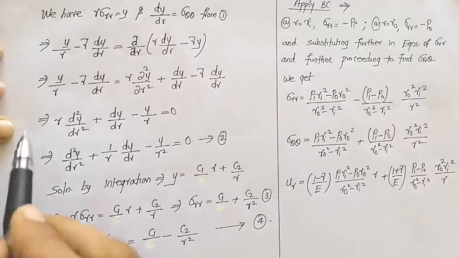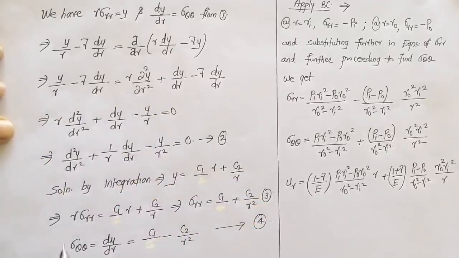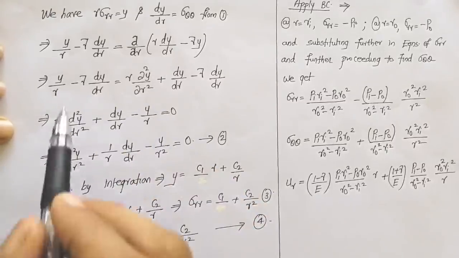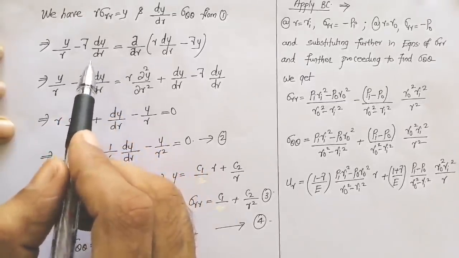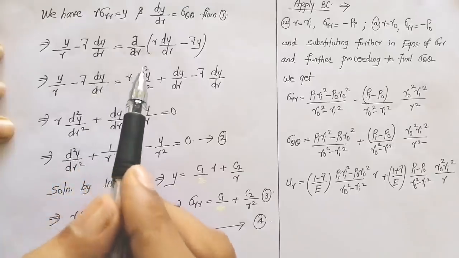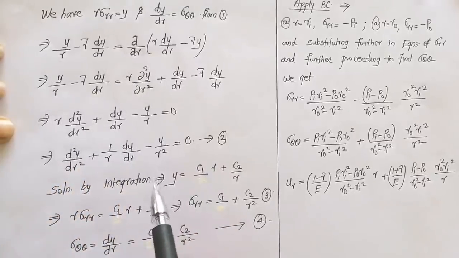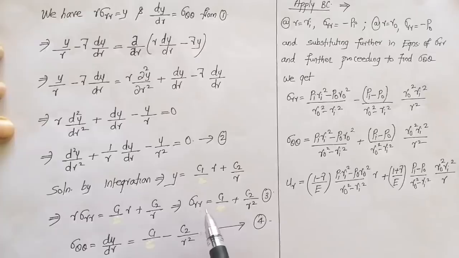So if you are not well versed with all these portions, no problem. What you can do is you can just equate the relations till the previous page, and we will obtain a second order differential equation, and the solution of the second order differential equation will give sigma rr is equal to A plus B by r square, or C1 plus C2 by r square, and sigma theta theta is equal to A minus B by r square.